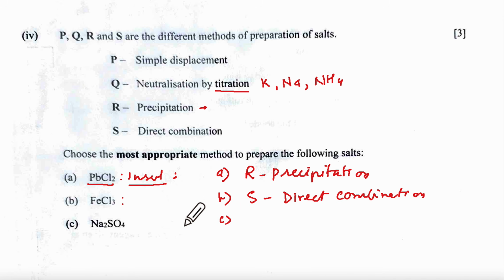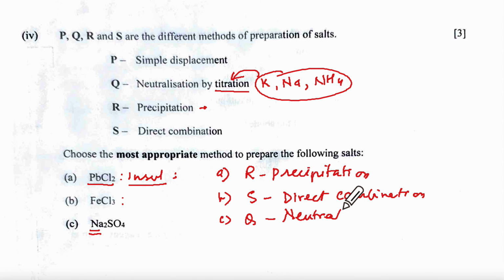And the last one, Na2SO4. It's a sodium compound, so it will have to be with titration. As I told you, this means you will have to use neutralization by titration. So that finishes our entire paper. I have solved all the questions from section B. You had to solve only 4 of them.